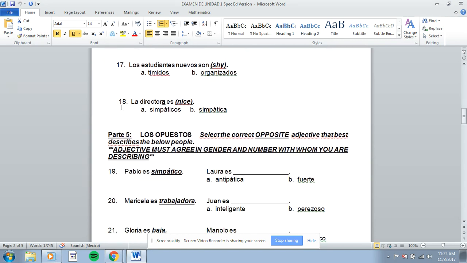Número 18, number 18, la directora, which is a female director. Es nice. Which one of the nice words, simpáticos, which means nice, and simpática, which means nice, which one of those two versions of nice would you use if you're talking about one girl? The one that ends in OS or the one that ends in an A? Pick A or B depending on which one you think it is.